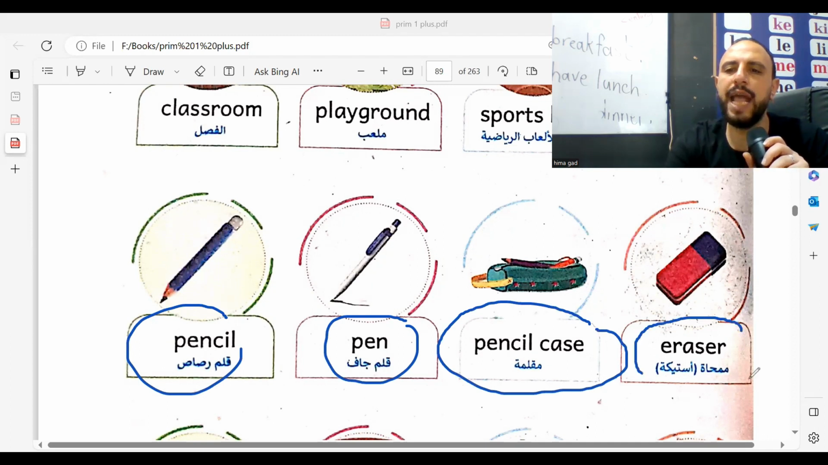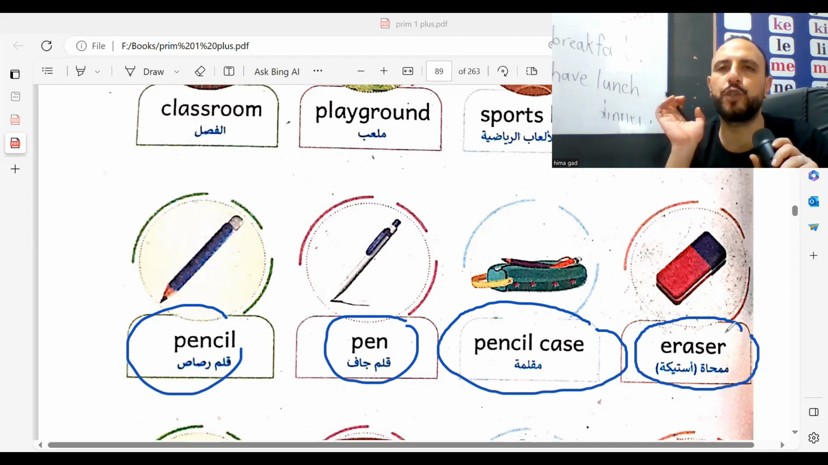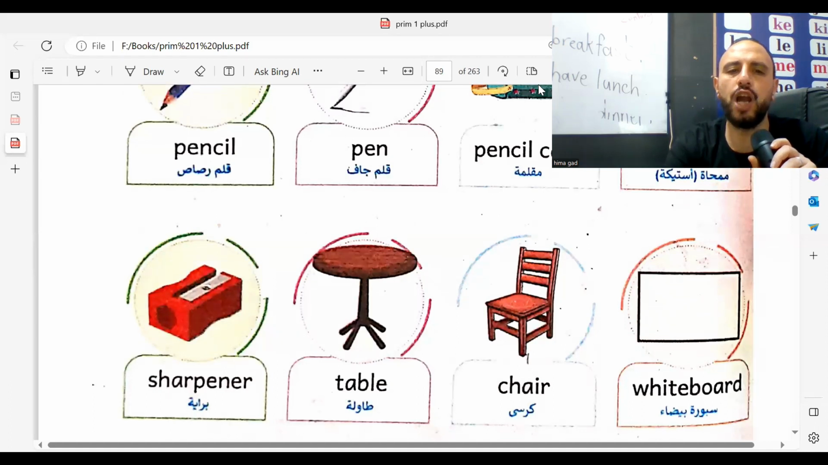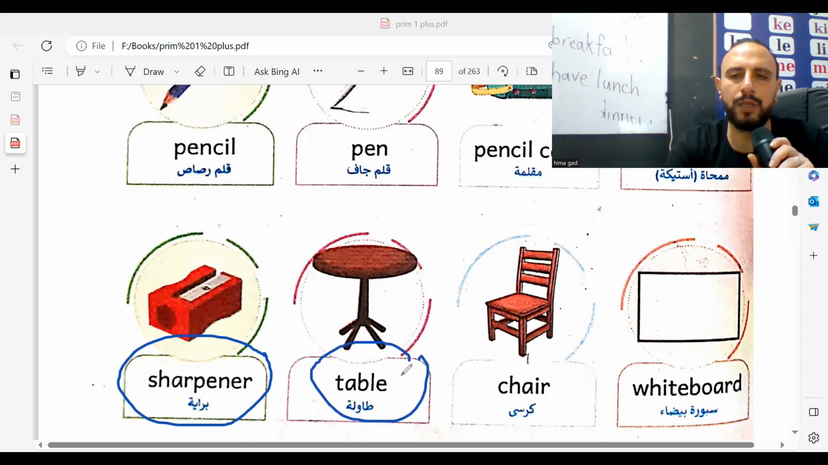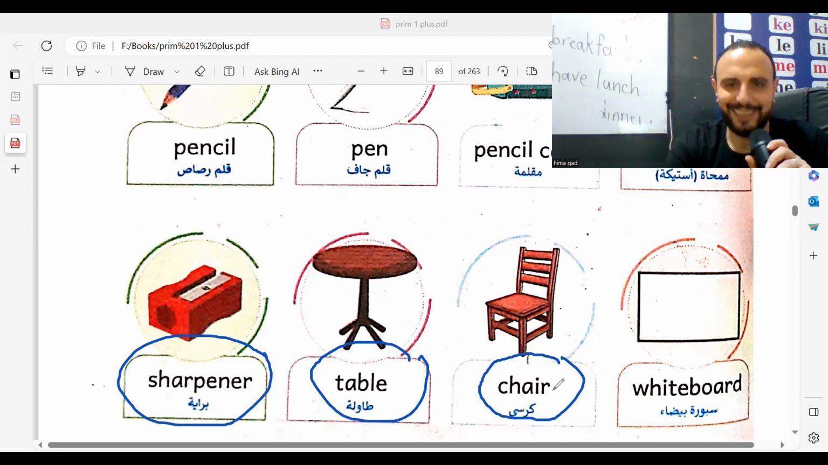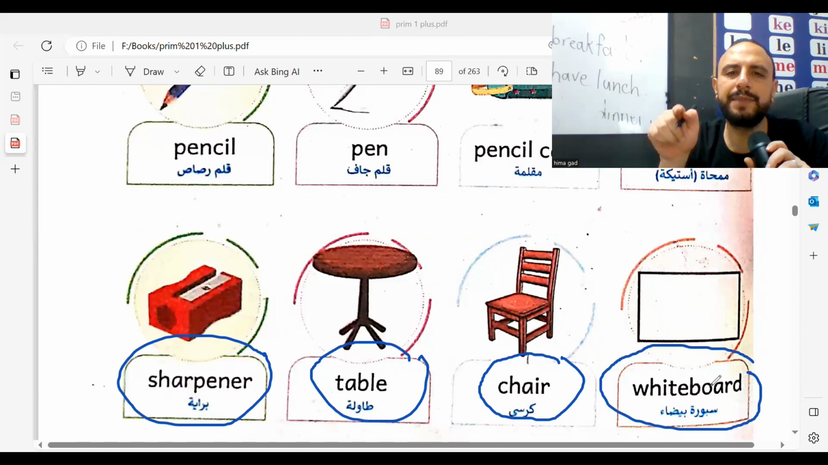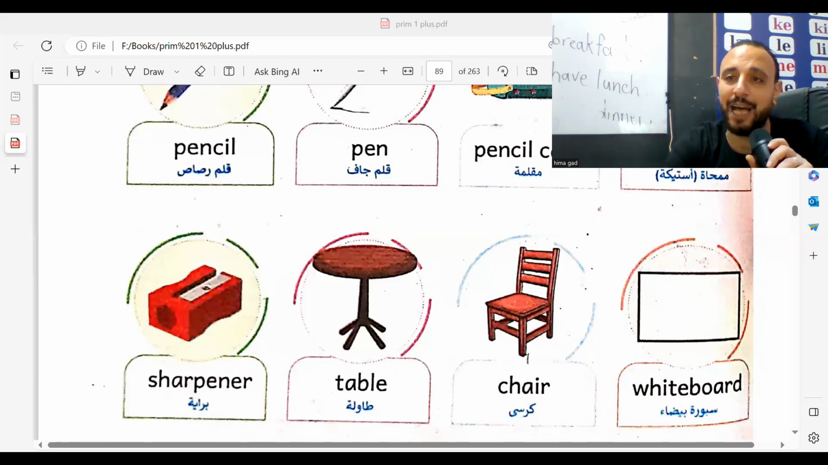Pencil case, eraser. بص ال ER اللي في الاخر اعمل له بوز بطة كده, اقول eraser. الله, eraser. جميل. Sharpener. Table. Chair. Bravo. Chair. Whiteboard. Good job. تعالوا نسأل عليهم بطريقتنا اللي احنا متعودين عليها.